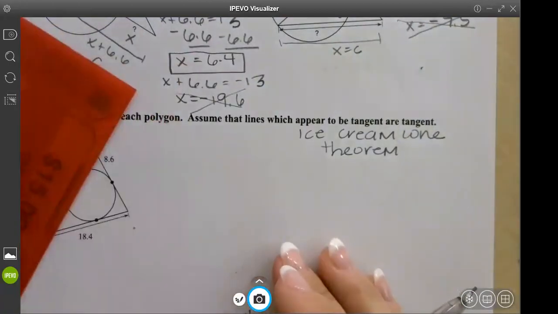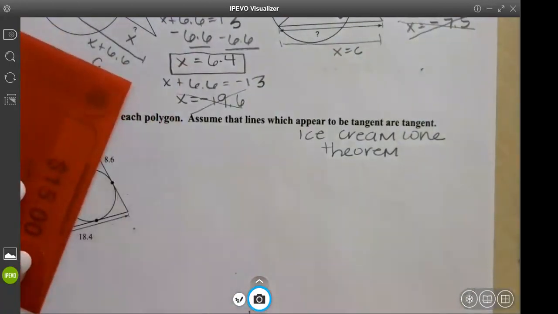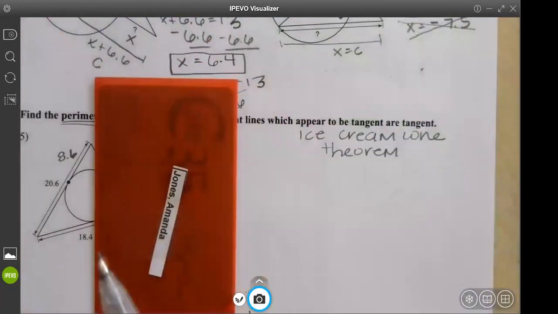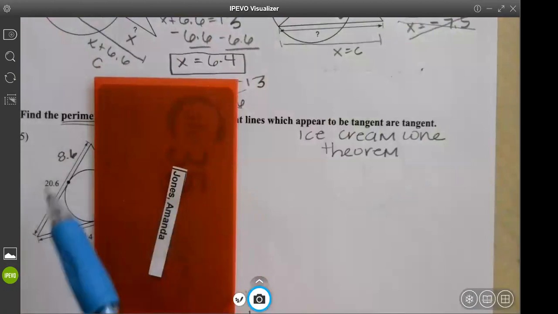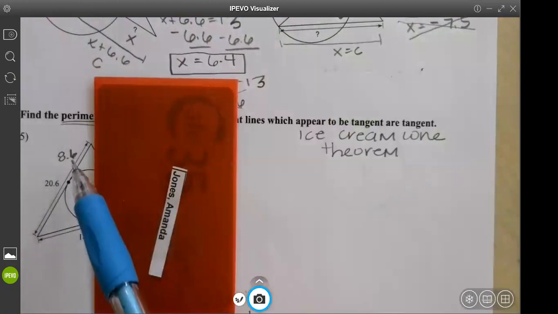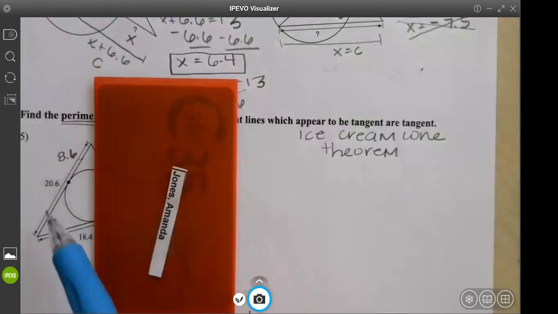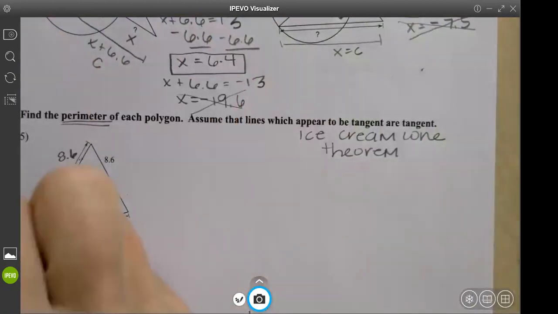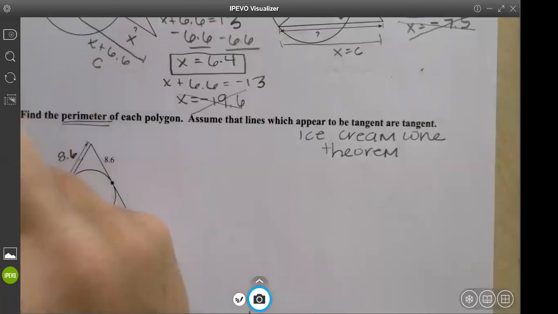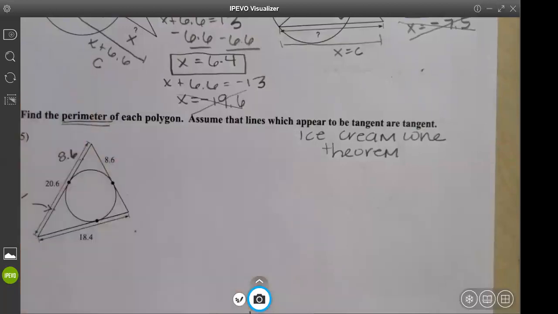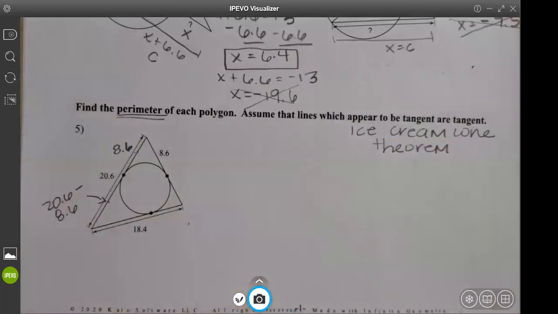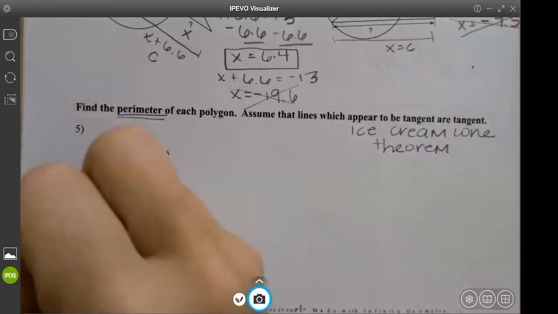All right, if I flip it this way, I don't have those two measures, but I'll be able to find them. So I go to this side and see how this total is 20.6. I know that this part is 8.6. So how do I find this part? Okay. So to find this half, I'm going to do 20.6 minus 8.6, which is what?